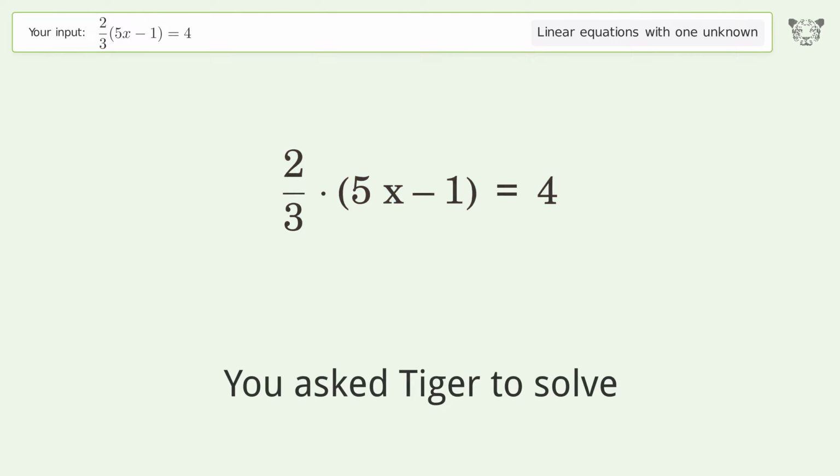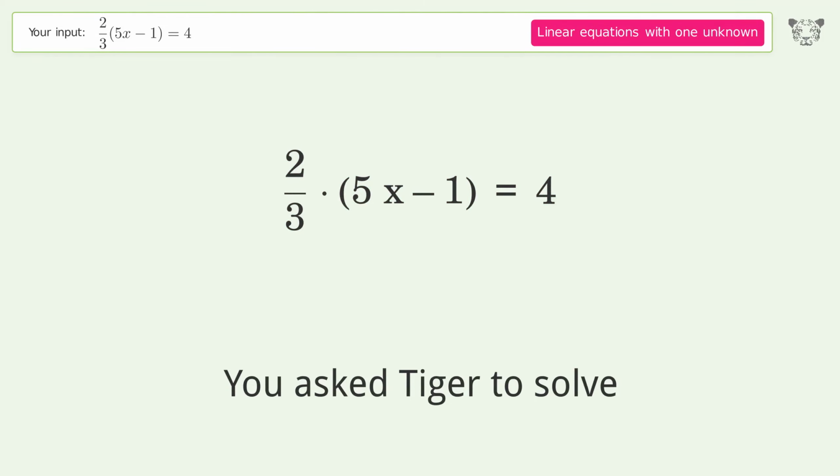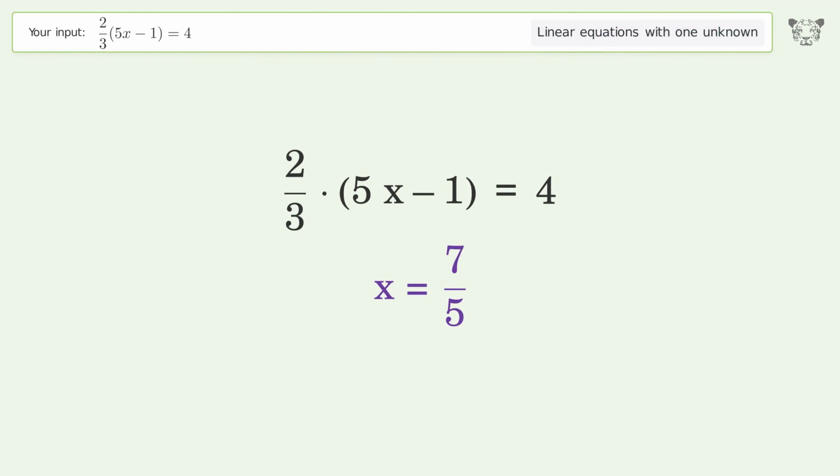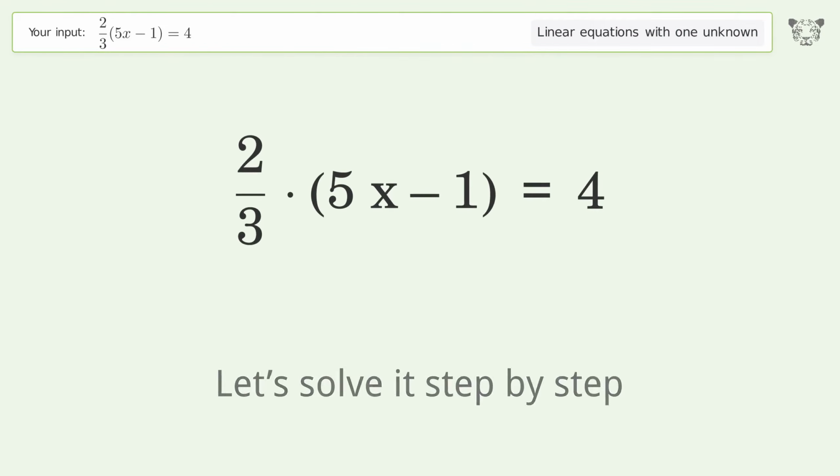You ask Tiger to solve this. This deals with linear equations with one unknown. The final result is x equals 7/5. Let's solve it step by step.